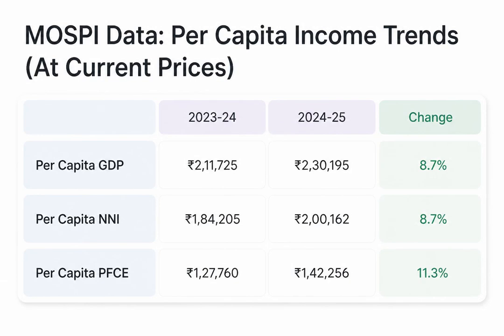Finally, looking at the per capita figures at current prices, we see broad-based improvements. Per capita GDP is estimated to grow by 8.7% to reach 2,30,195 rupees. More importantly, per capita net national income, the truest measure of average individual income, is also growing at 8.7%, crossing the 2 lakh rupee threshold. Interestingly, per capita private final consumption expenditure is growing even faster at 11.3%, indicating strong consumer spending.